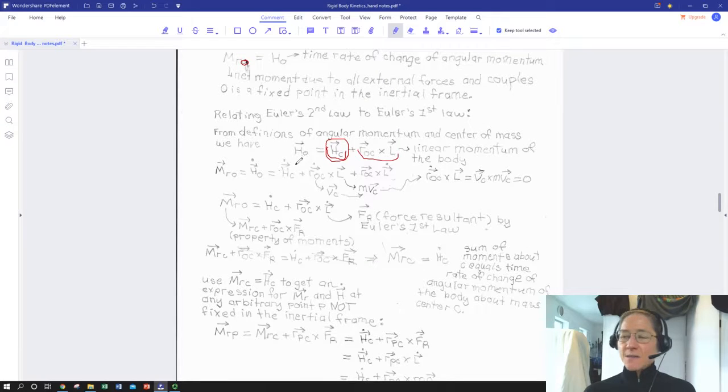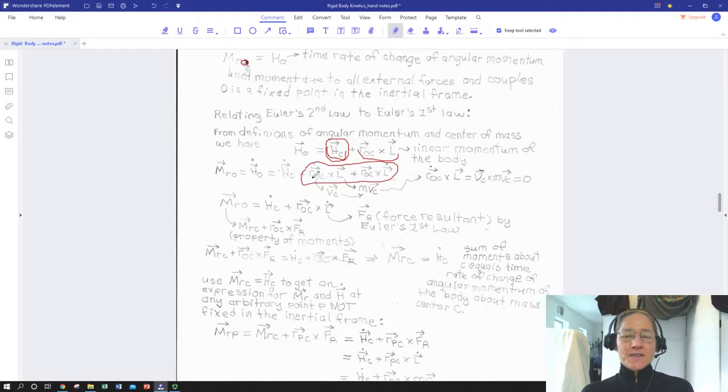So let's just take the time derivative. We'll get the angular momentum at the center of mass, first time derivative, plus we'll have a derivative of a product, which will give us two terms. We'll have r_OC dot cross L plus r_OC cross L dot, u'v plus v'u, basically our derivative of a product.